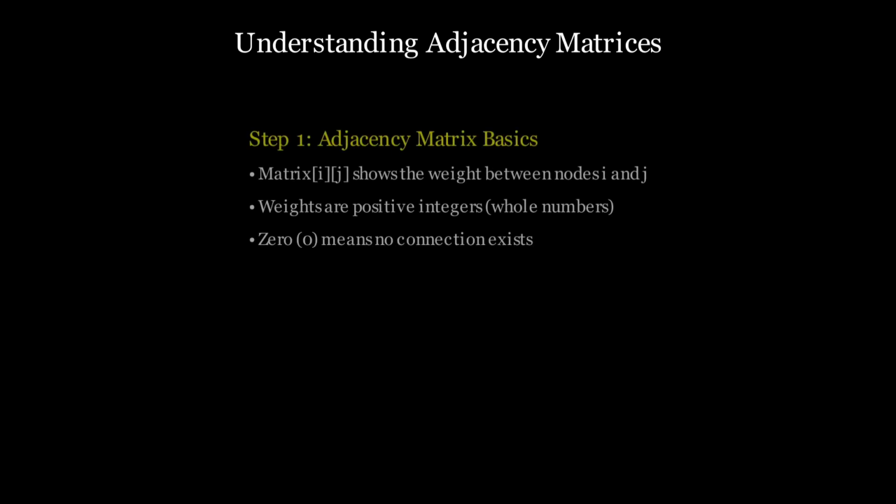An adjacency matrix is a square matrix used to represent a graph. Each row and column corresponds to a node in the graph. The value at matrix[i][j] represents the weight of the edge between node i and node j. If there is no edge, the value is 0.